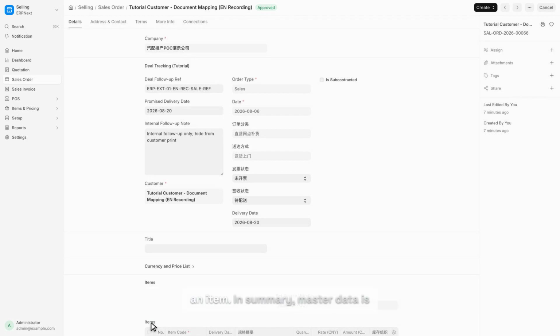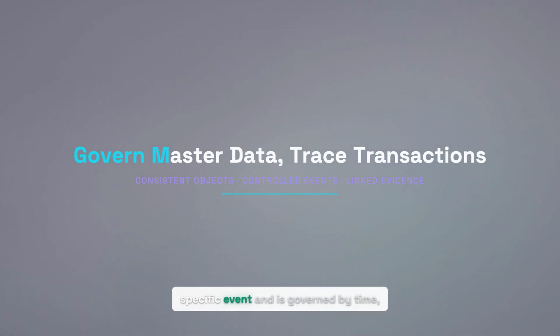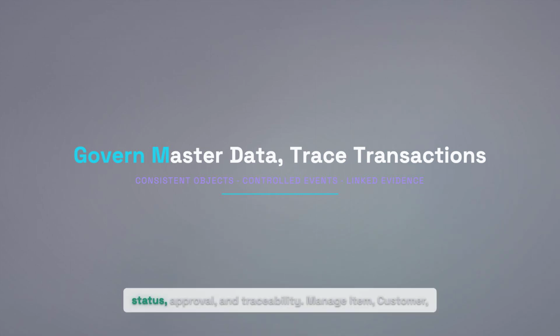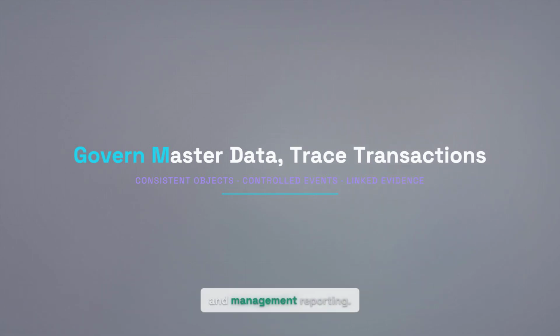item. In summary, master data is a reusable business object governed for consistency and stability. A transaction document records a specific event and is governed by time, status, approval, and traceability. Manage item, customer, and supplier first, then let quotations, orders, deliveries, and invoices reference them correctly. That is the foundation for trustworthy inventory, receivables, and management reporting.